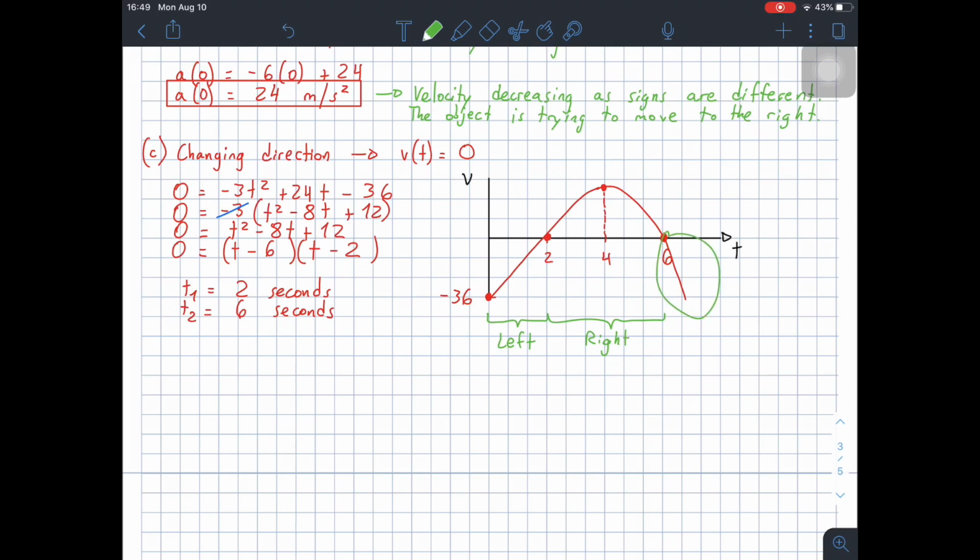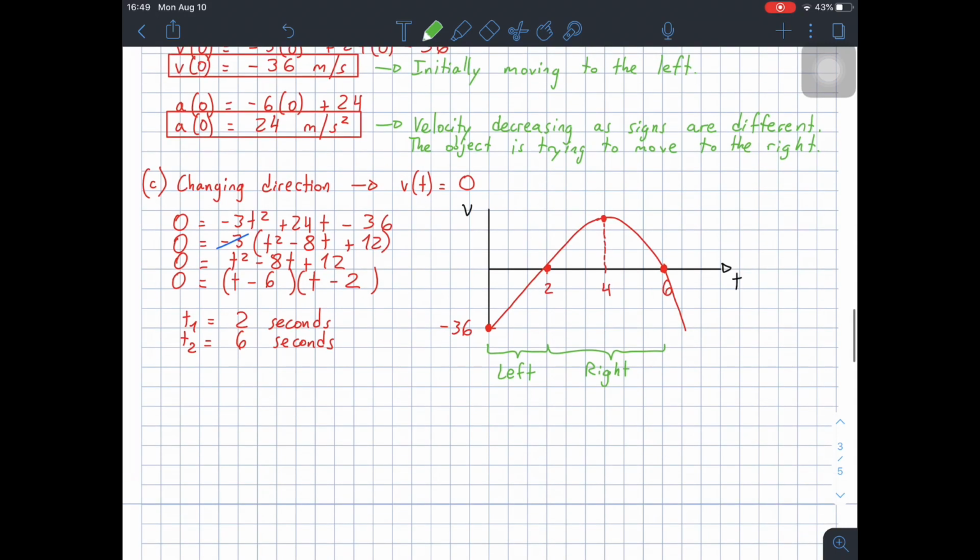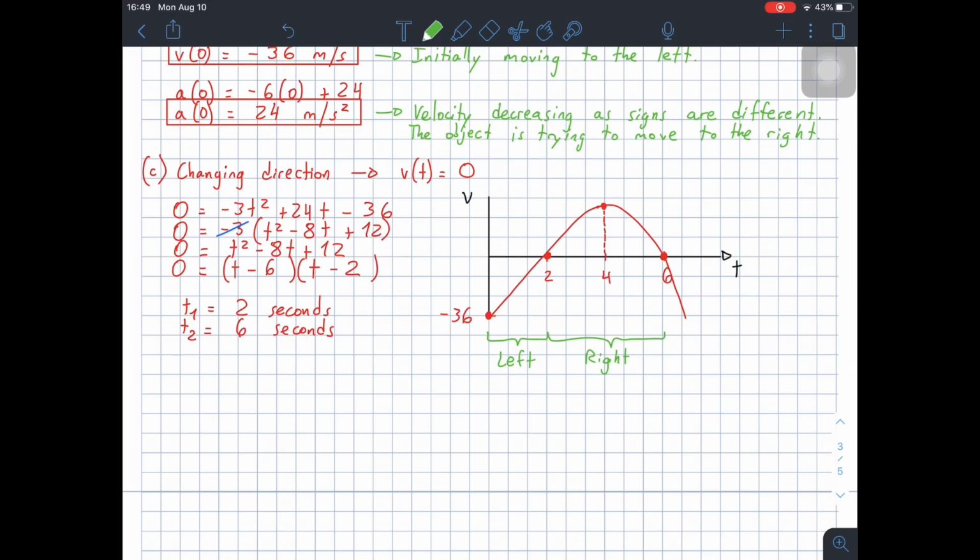And then from 6 and forward, we're only analyzing this problem until 8 seconds, but it actually keeps on going down until infinity. The object is moving again to the left, okay? So you see how these 2 points are my critical points, because those are the points where my velocity is 0. And those are the points which mark a change in direction of the object, okay?